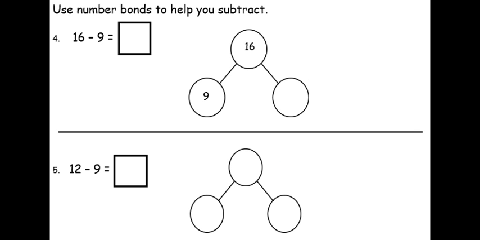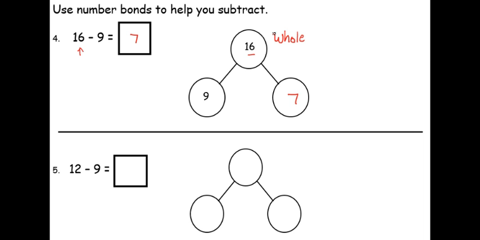The last section says use the number bonds to help us subtract. The first problem is 16 minus 9. A number bond is a part whole situation. So here's my whole, and I have 2 parts that make up 16. 9 is one of those parts. If I follow my pattern, 16 minus 9, my answer will be 1 more than what I had in my ones column. 16 minus 9 then is 7. Then in my part whole situation, 9 and 7 together make 16.